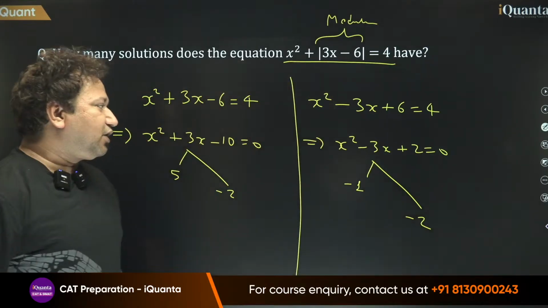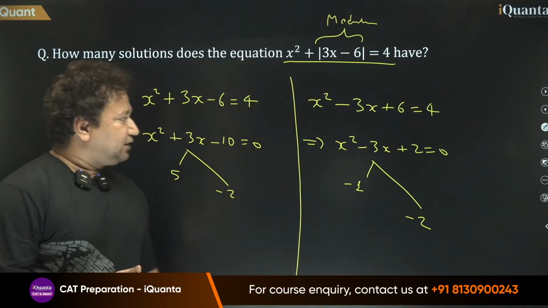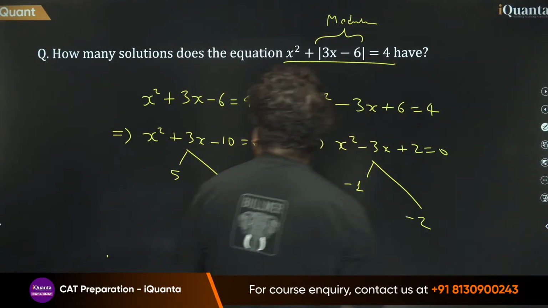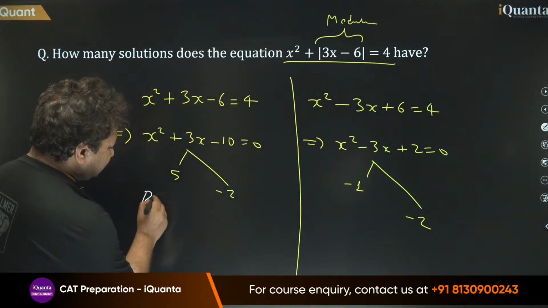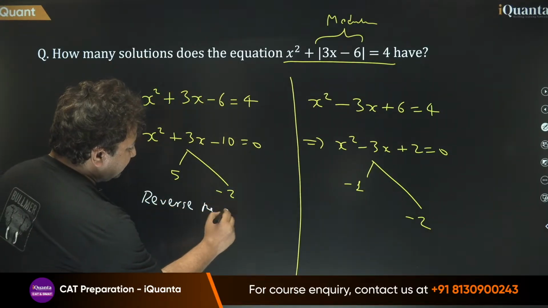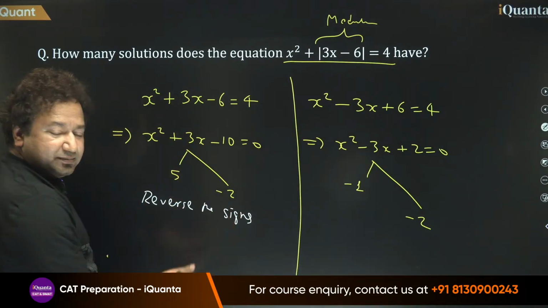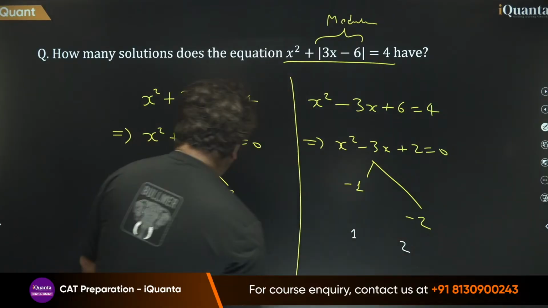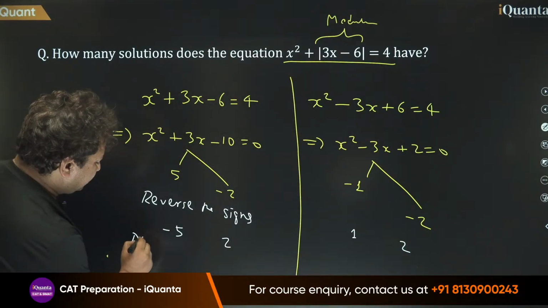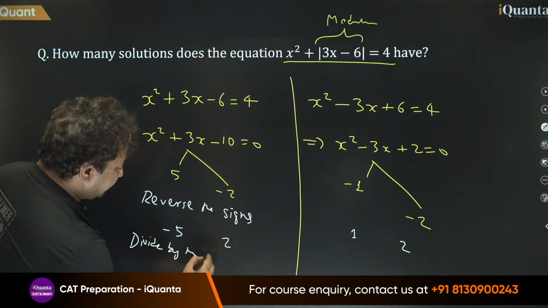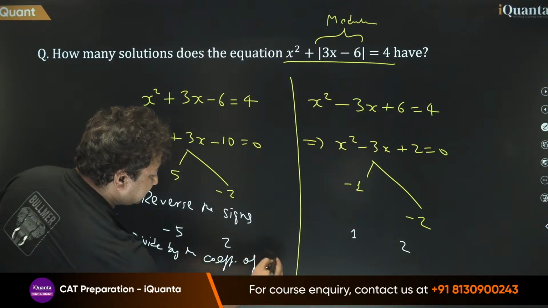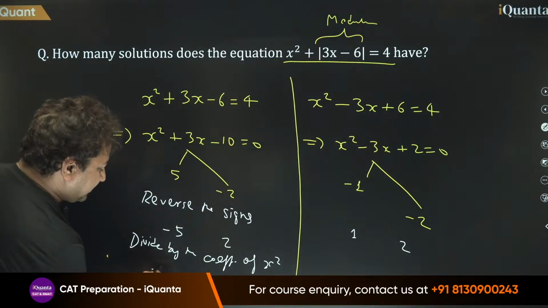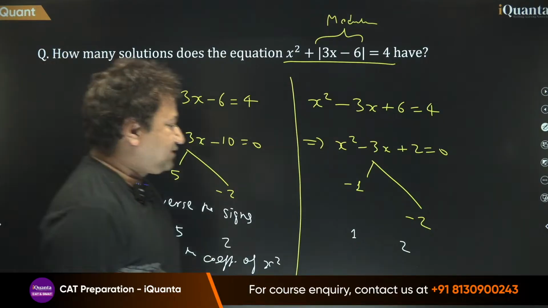Now, I'll tell you a quick solution to find the roots of any quadratic equation. Once you have broken it down, listen to me very carefully. You need to reverse the signs. That means positive becomes negative and negative becomes positive. Same is going to happen here. And the second step is divide by the coefficient of x square, which in this case is 1. We don't have anything here, so the coefficient is 1. Dividing minus 5 by 1 gives us minus 5 only. Dividing 2 by 1 gives us 2 only, and same will happen over here.